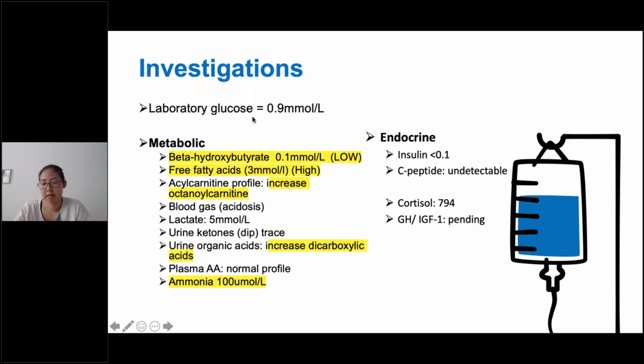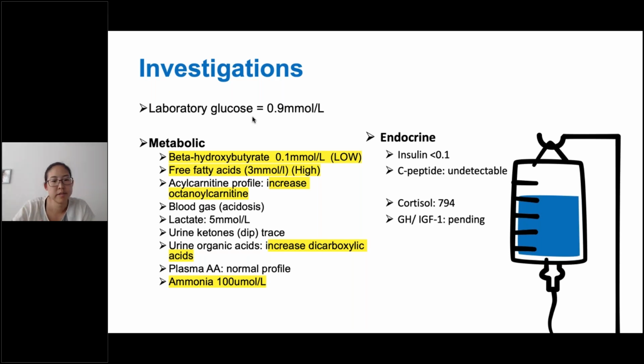So somehow we got the hypo screen, and this is what we see. By this time now you guys should be all experts already at going through hypo screens, but I will run through it. So laboratory glucose 0.9, that's a true hypoglycemia. In terms of endocrine investigations, again, they're all appropriate, so I won't talk about that.